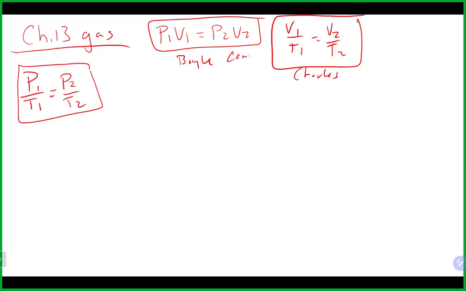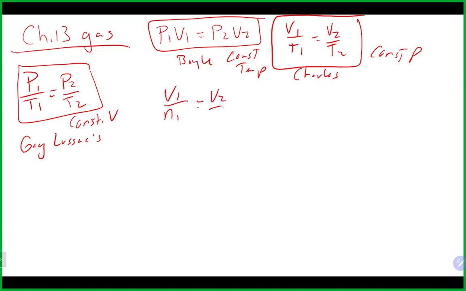First one here is at constant temp. That's at constant pressure. And this is at constant volume here. We also had Avogadro, V1 over N1 equals V2 over N2. Avogadro's. And that's at constant pressure and temp.